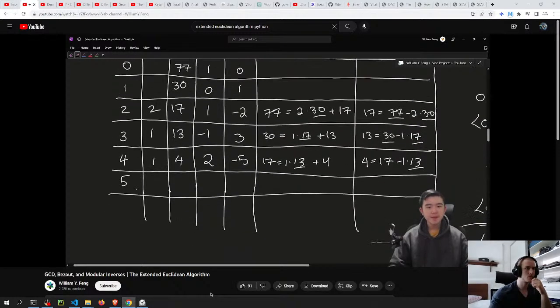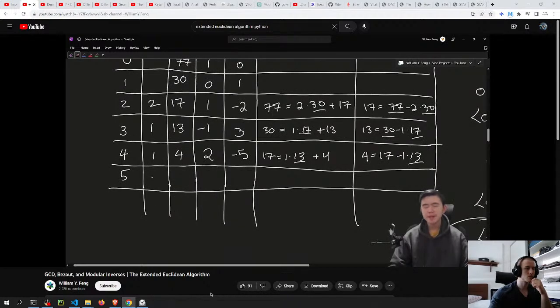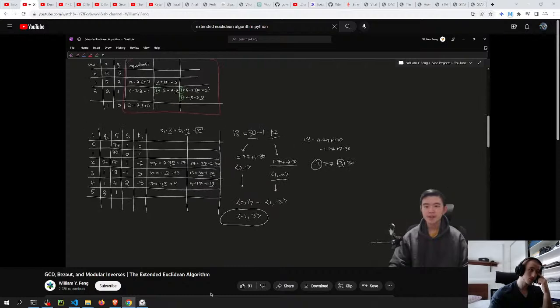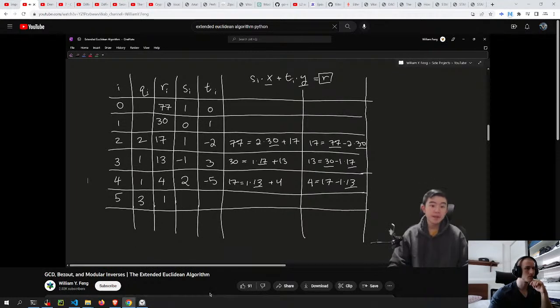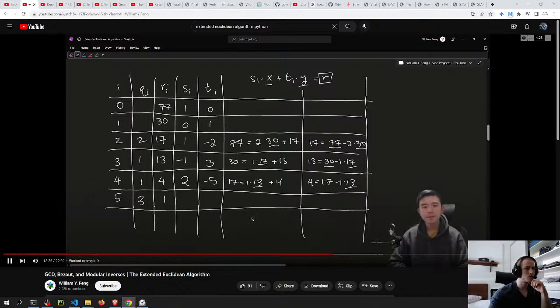Okay, great. Step 5: 13 divided by 4. That's a quotient of 3 and a remainder of 1. Let's actually start generalizing this step. Actually, maybe we shouldn't generalize yet. I know this video is getting kind of long, but let's just complete the table for completeness. This video is really meant to be a reference. So s_i is the coefficient of 77, and t_i is the coefficient of 30.